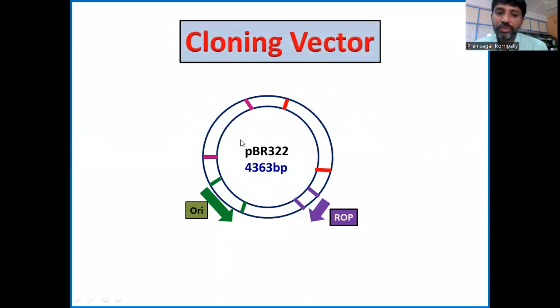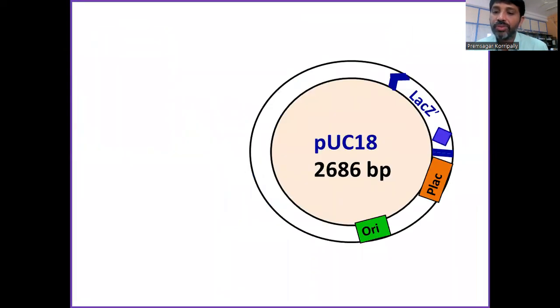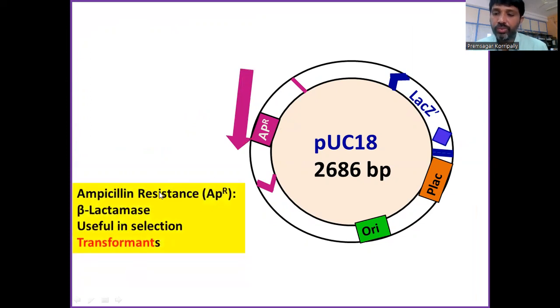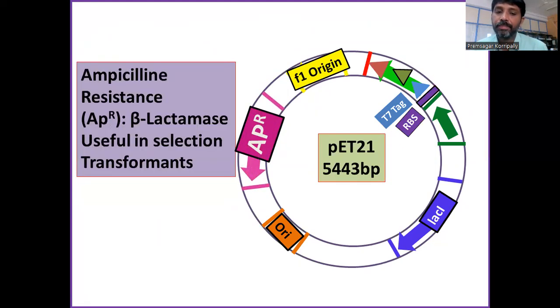Among the cloning vectors you see here, pBR322 has an ampicillin resistance marker, which helps in the selection of transformants followed by the recombinants. And pUC18 has an ampicillin resistance gene, which is useful in the selection of transformants. And pET21 also has an ampicillin resistance gene.